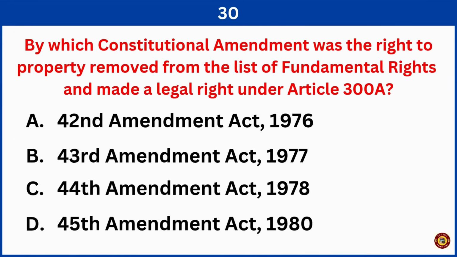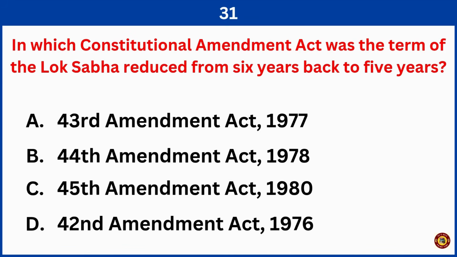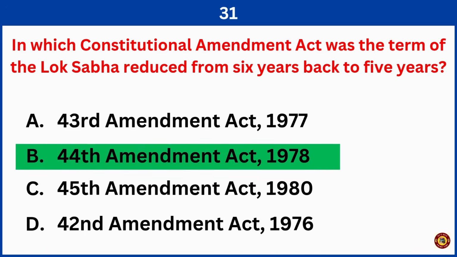By which constitutional amendment was the right to property removed from the list of fundamental rights and made a legal right under Article 300A? Right answer is option C, 44th Amendment Act 1978. In which constitutional amendment act was the term of the Lok Sabha reduced from 6 years back to 5 years? Right answer is option B, 44th Amendment Act 1978.